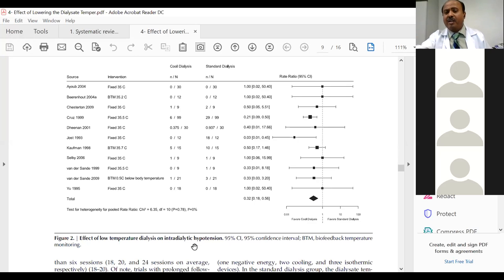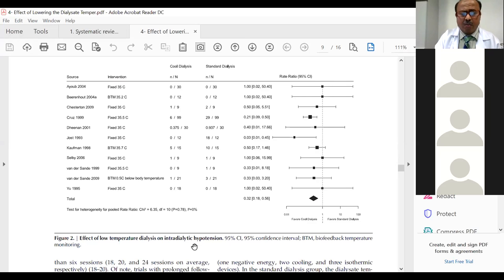or primary endpoint is occurrence of intradialytic hypotension, because hypotension during a dialysis session is the most important complication we encounter in dialysis. So is there an intervention to reduce the incidence of intradialytic hypotension? This is one of the proposed modalities, to reduce the temperature of dialysate. Okay, what is the result of this meta-analysis?